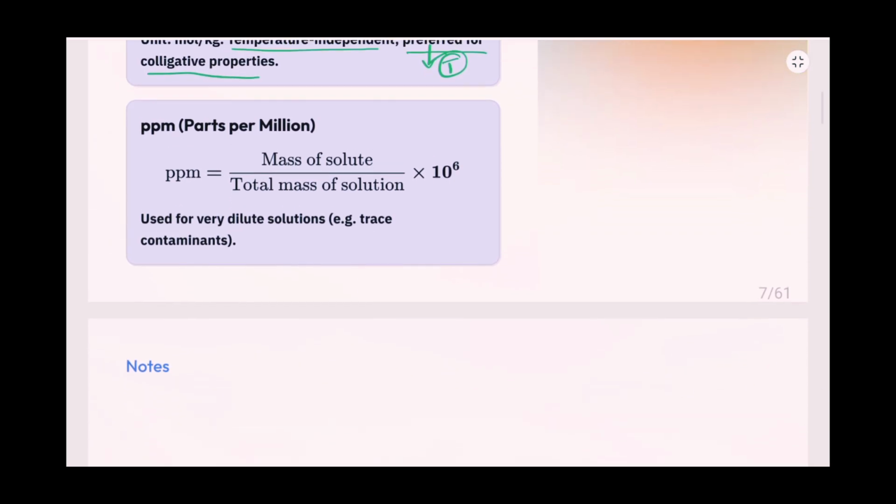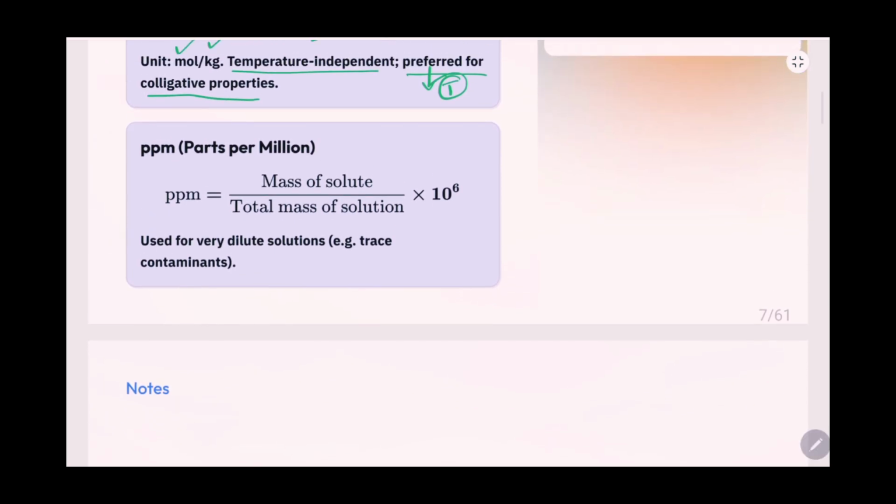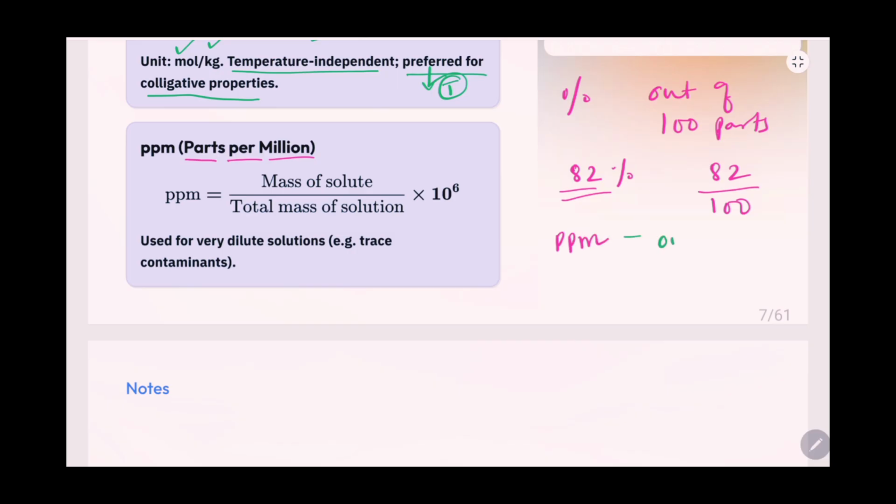So friends, next is ppm, that is parts per million. We already discussed this in the beginning of the chapter, parts per million, like how you have percentage. So percentage indicates out of 100 parts, like a student scores, let's say, 82%, which means how much marks he or she has scored is 82 out of 100. Similarly, parts per million talks about out of 10 raised to 6, that is 1 million. So if it is, let us say, 3 ppm, it means that a very small amount is present.